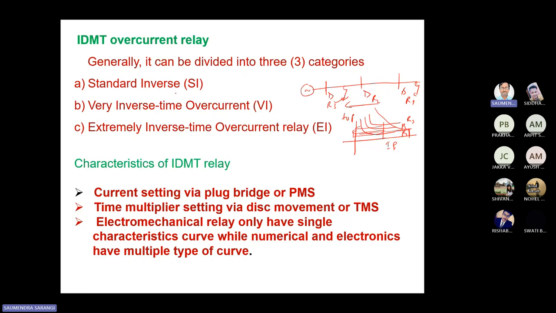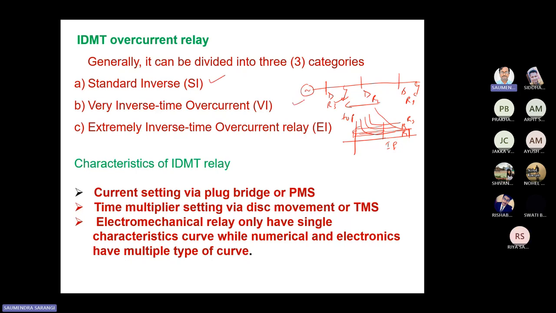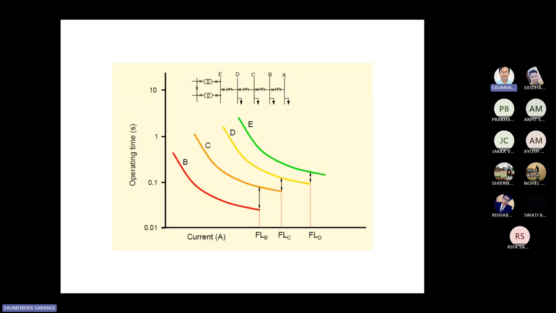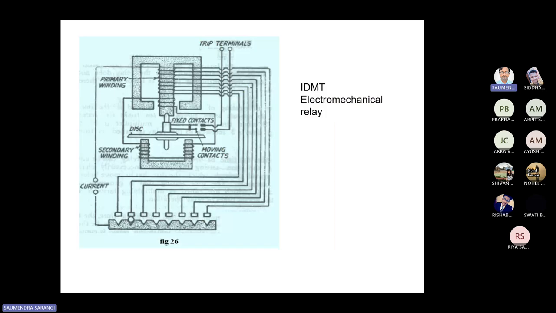So now we have different types of characteristics for this operation, like standard inverse, very inverse time overcurrent relay, and extremely inverse overcurrent relay. These are nothing but the settings of this relay, and you observe how the minimum time is given. Now this is the IDMT characteristic of an electromechanical relay.